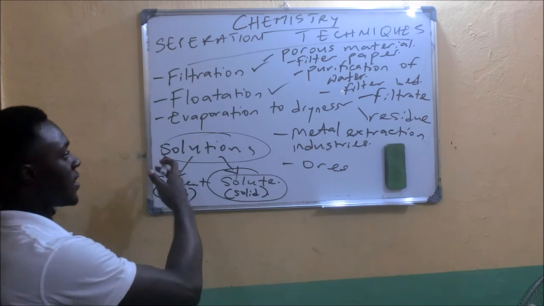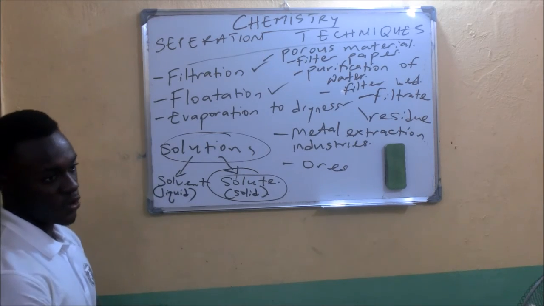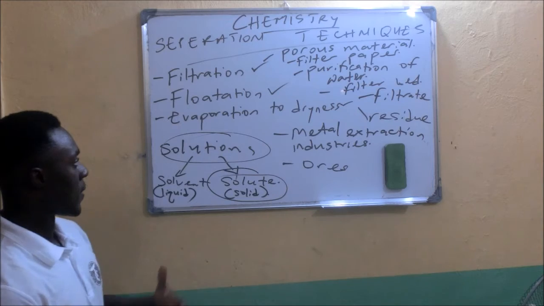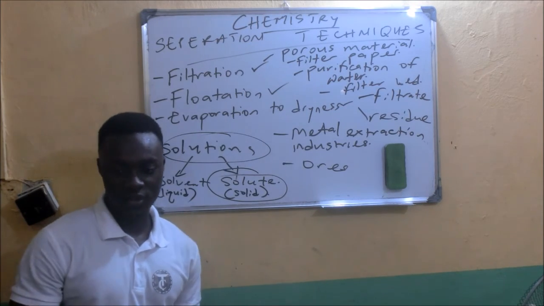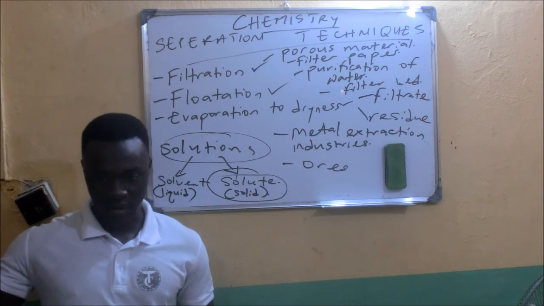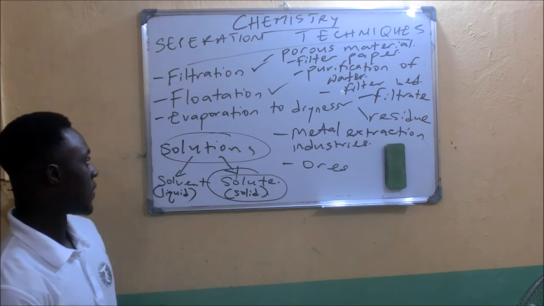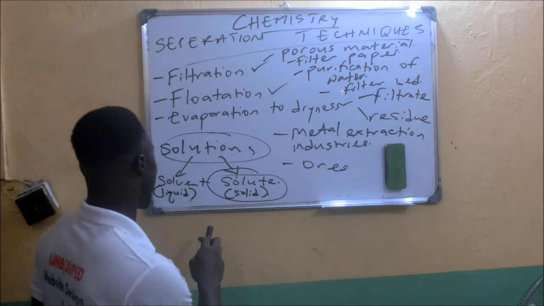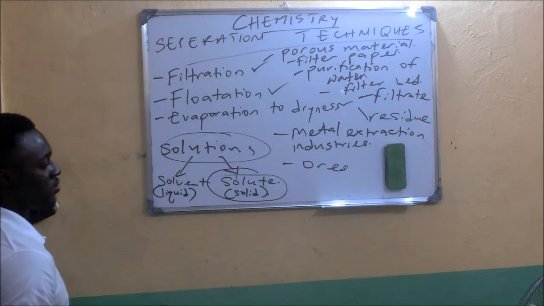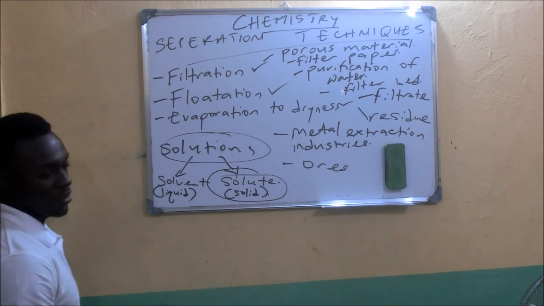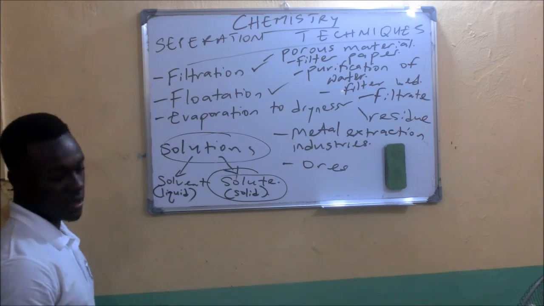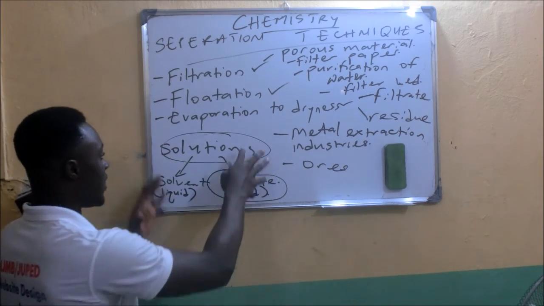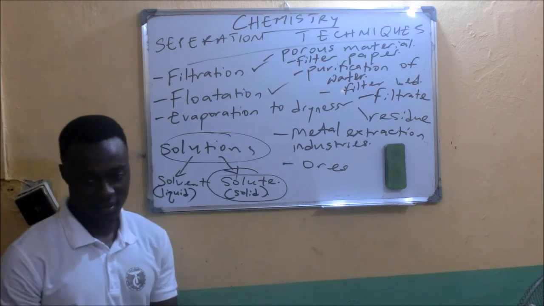So now, as the name implies, evaporation to dryness. Evaporation, of course, is the process where liquid is turned into vapor, into gas. So when you have a solution made up of the solvent and the solute, the liquid part and the solid part, if you want to obtain the solid part, which is the solute, what is often done is that the entire solution is heated.